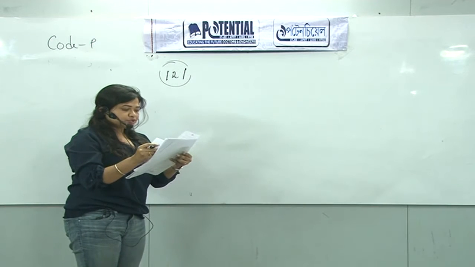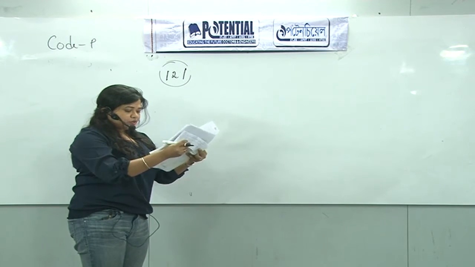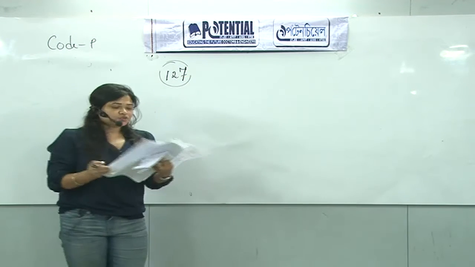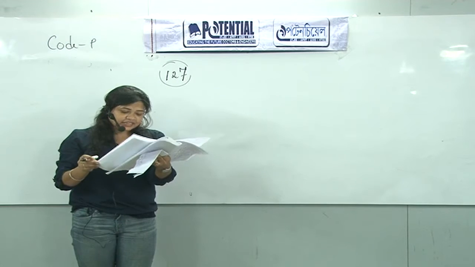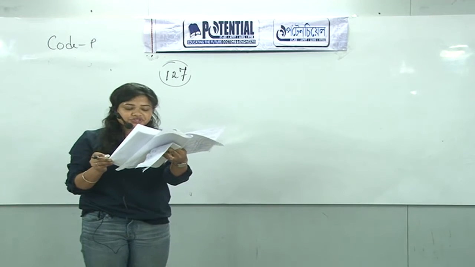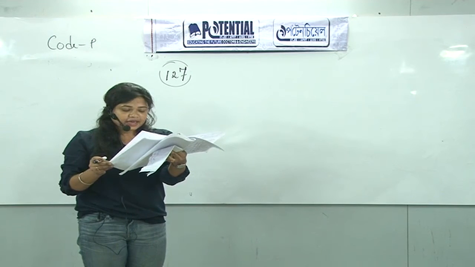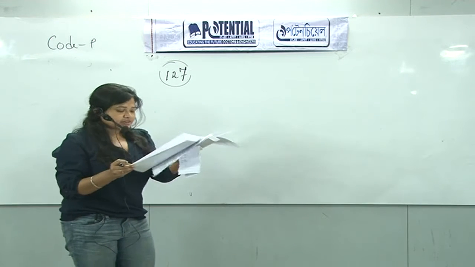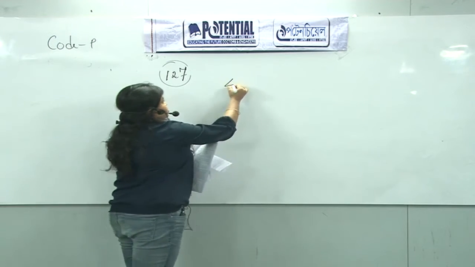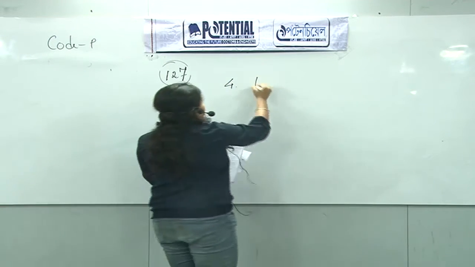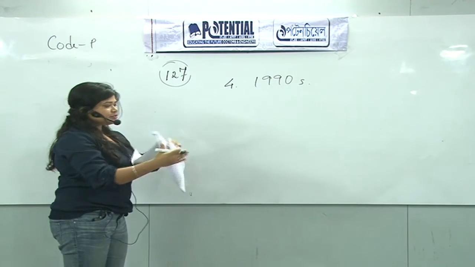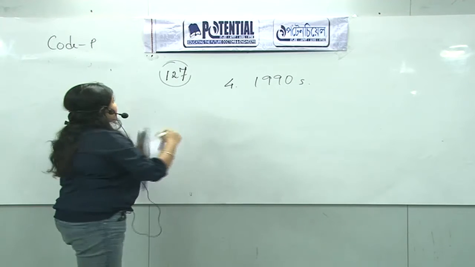Next we come to question number 127. Question number 127: the joint forest management concept was introduced in India during, and the correct option is 4, that is 1990s. Correct option is 4, that is 1990s.